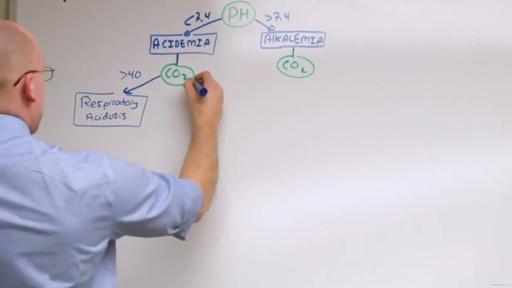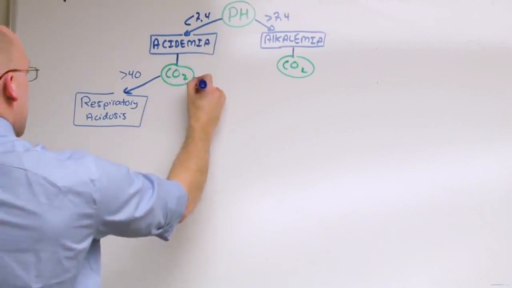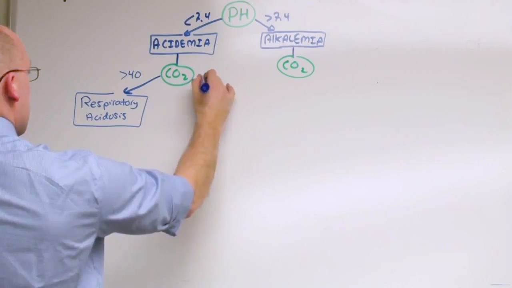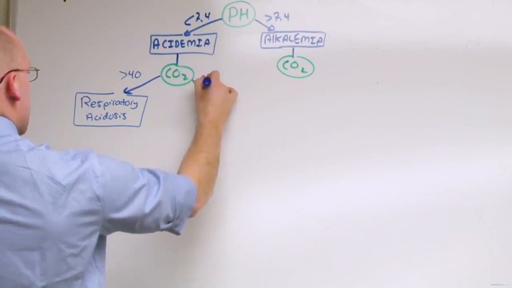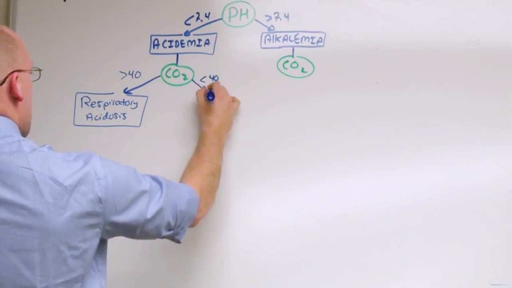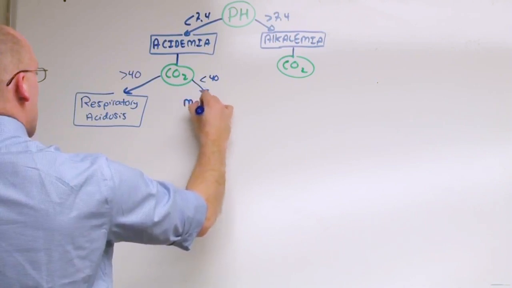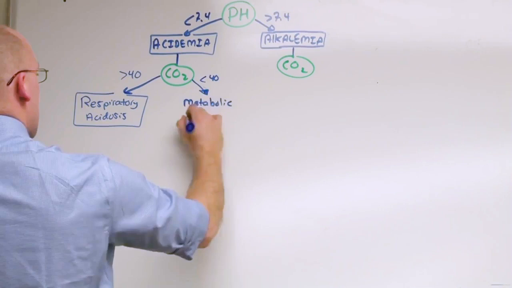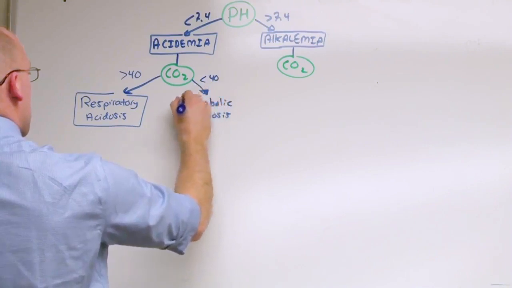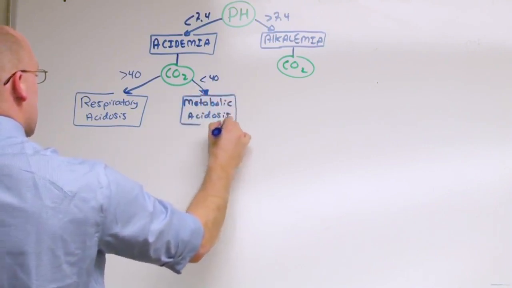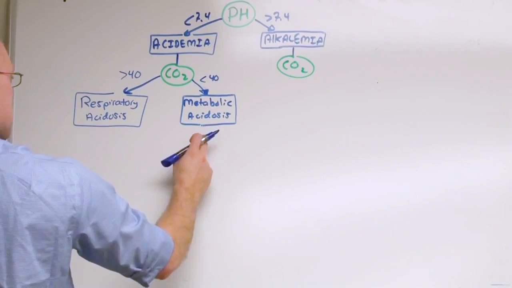If, on the other hand, you have an acidemia and you look at your CO2 and the CO2 is less than 40, it means you're blowing off that CO2, and therefore you have a metabolic acidosis. Because if you are blowing off your CO2, you cannot possibly have a respiratory acidosis, but you have an acidemia, which leaves behind metabolic acidosis.